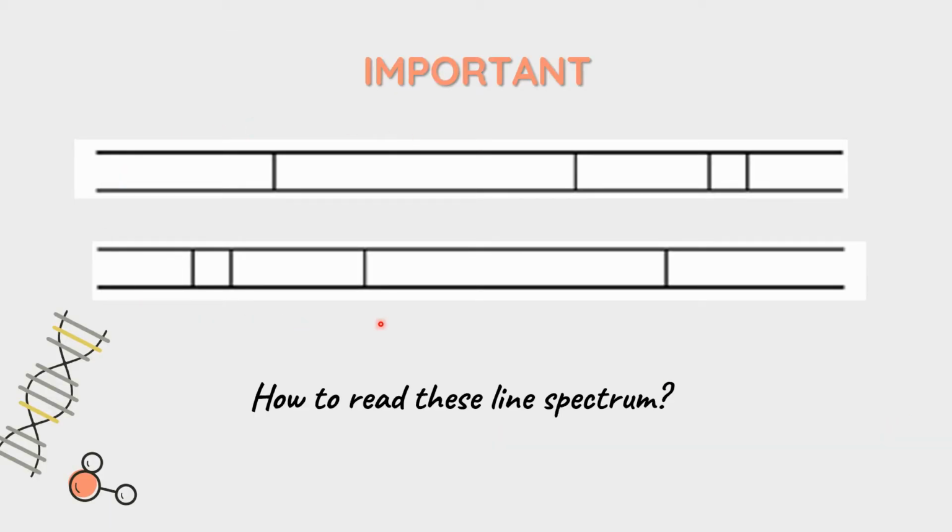If you are given these two different forms of line spectrum, how are you going to read or interpret this line spectrum? The answer is by finding the first line. How can we find the first line in the spectrum? The trick is to look at both ends of the spectrum. We have this end and also this end. Between these two ends, which one will be considered the first line? The trick is to see the gap of this end with its neighboring line. The one having a huge gap between the end and its neighboring line is the first line.